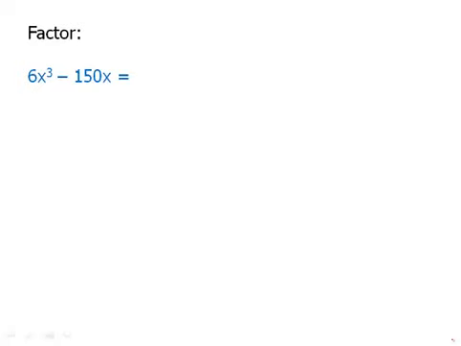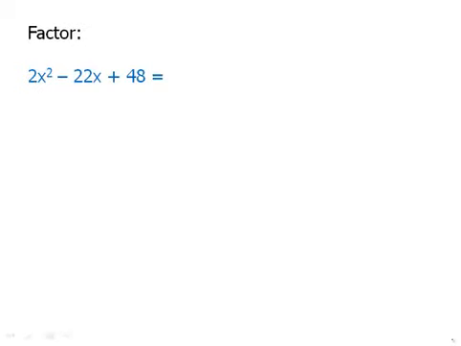For example, suppose you had to factor something of this form. Well, notice, first of all, we can use our old trick of factoring out a greatest common factor. Both coefficients are divisible by 6, and we can factor out an x as well. So we factor out a 6x, and we get x squared minus 25. Now that's a difference of 2 squares, so it factors to this, and this is the fully factored form.